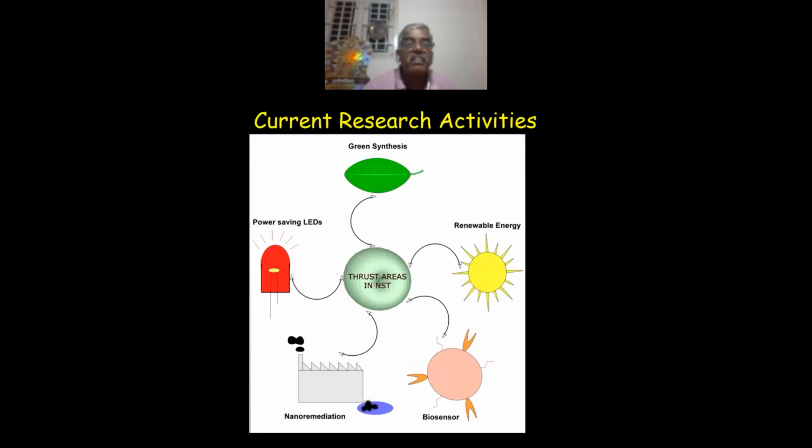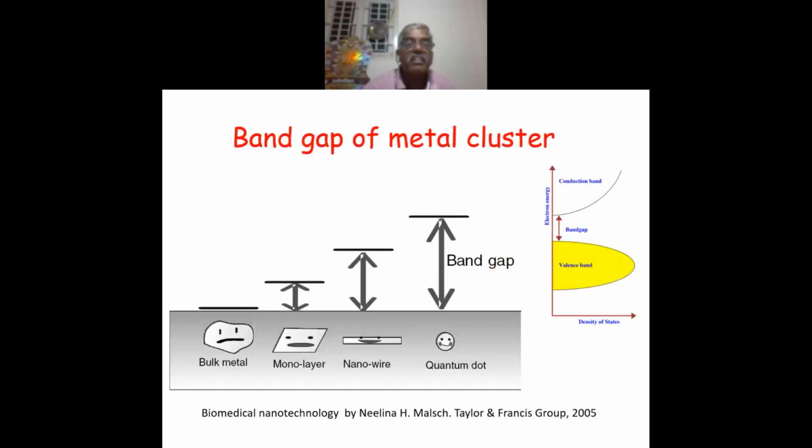People are using them for green sensors, LED applications, renewable energy, nano remediation, biosensors, health applications. So there are a lot of things. One of the important applications is the quantum dot. I'm not going in depth, I'm going to show some slides on the quantum dot. Just to make it understood, wherever the band gap is very high, that is a quantum dot. Where the band gap is very small, that is a bulk material. What we are able to see with the naked eye is a bulk material.